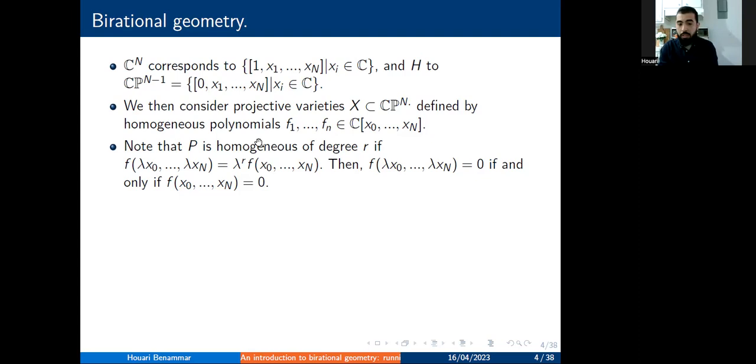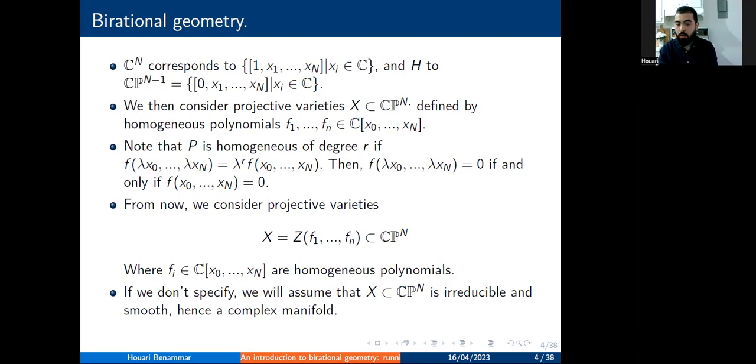Okay, so we then consider projective varieties X in CPn defined by homogeneous polynomials, and we define a homogeneous polynomial of degree r if f(lambda x0, ..., lambda xn) is equal to lambda to the power r times f. So then f(lambda x0, ..., lambda xn) is equal to 0 if and only if f is equal to 0 at this point.